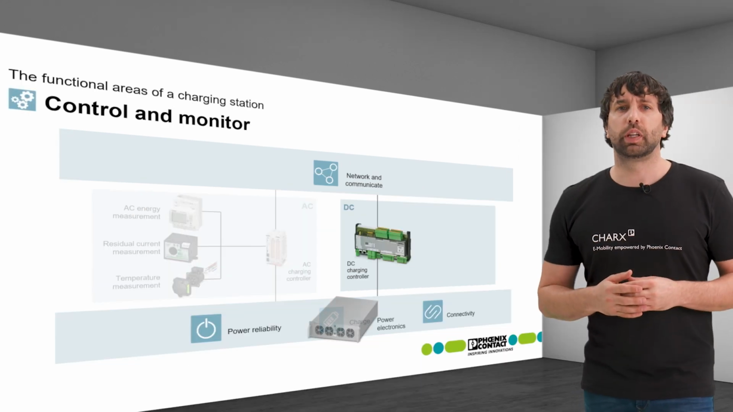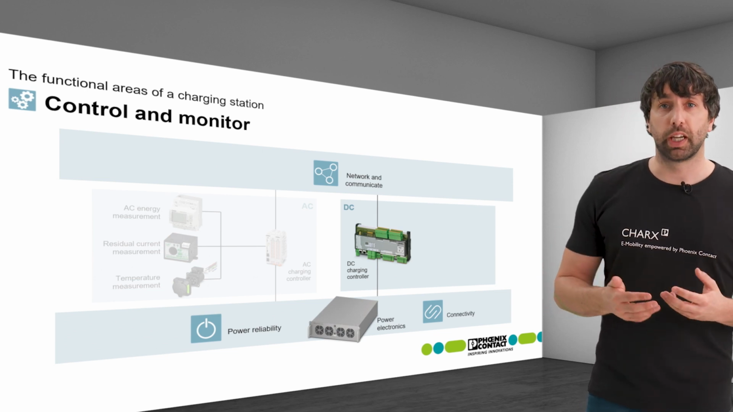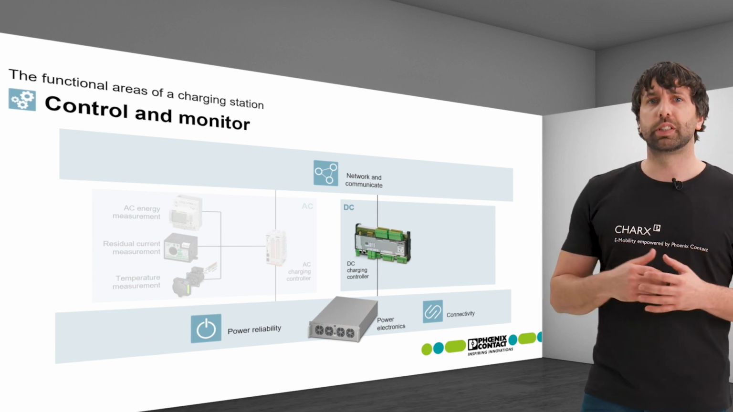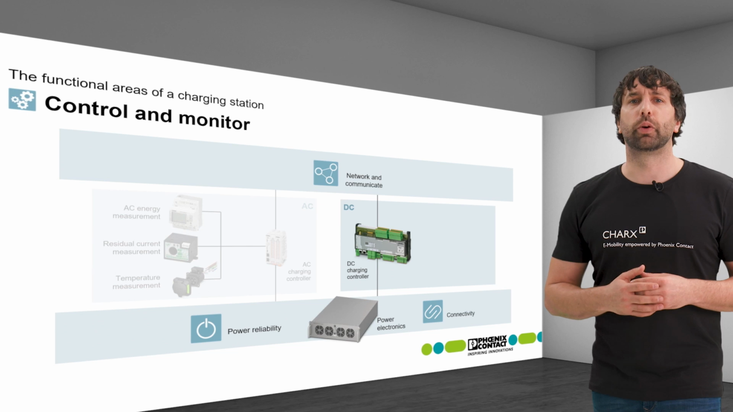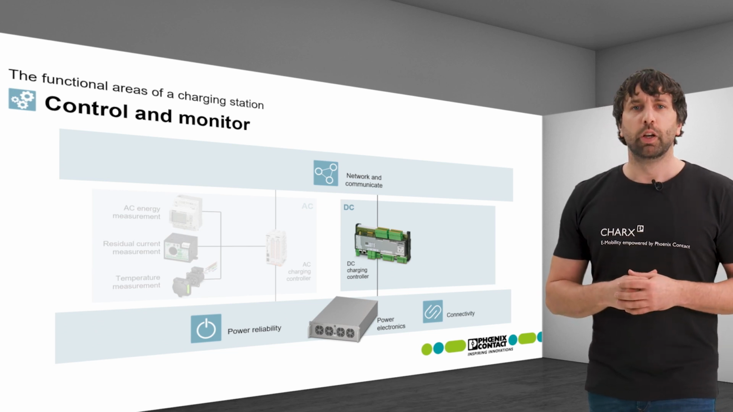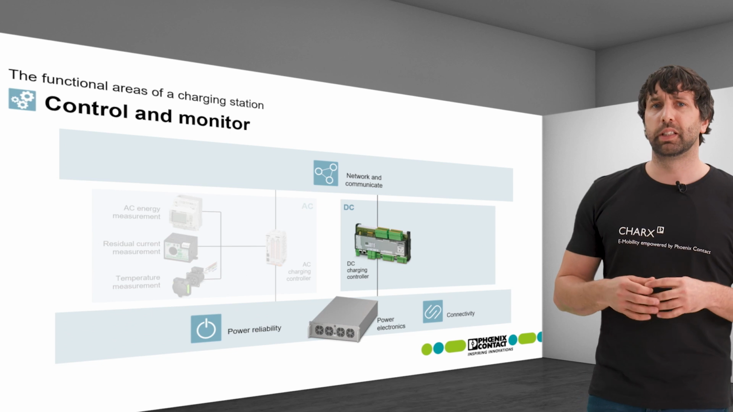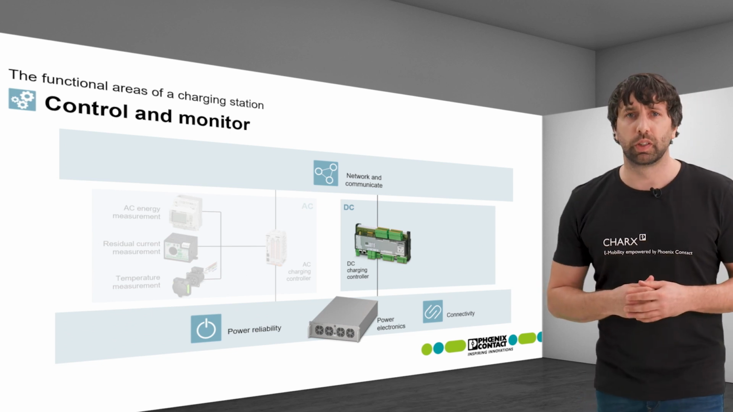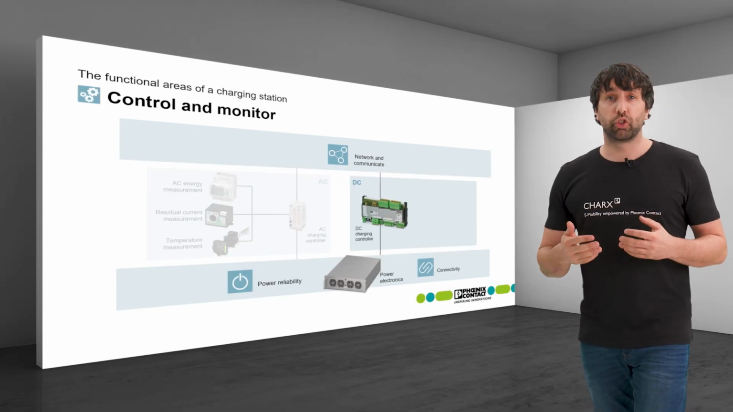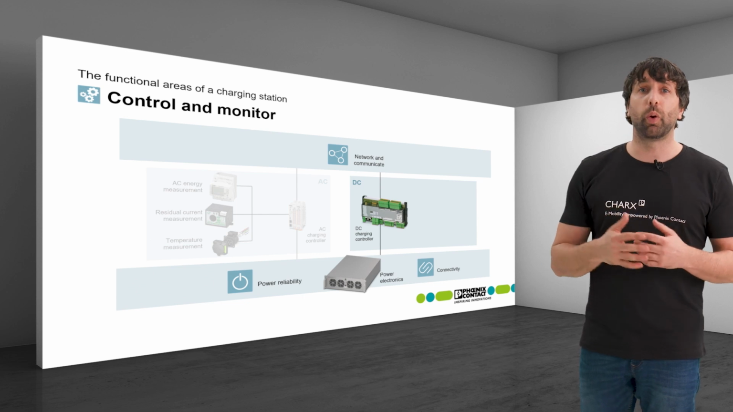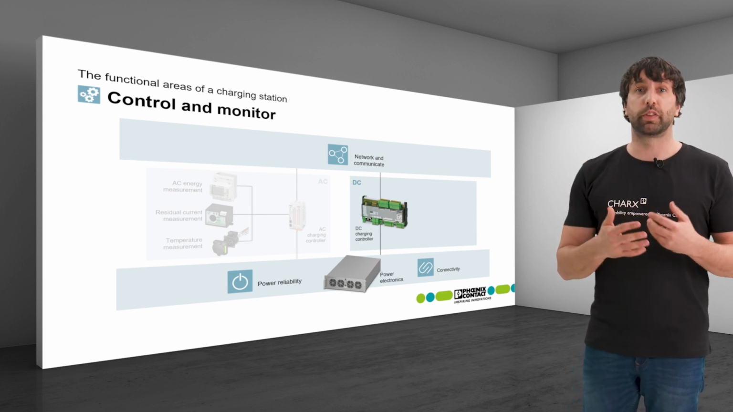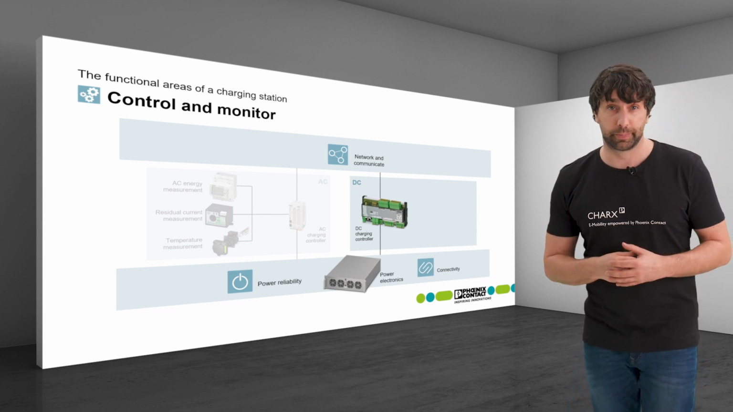During DC charging, the controller actively communicates with the power electronics, which is described in more detail in the functional area Charge. First of all, the controller specifies important charging parameters such as current and voltage. Secondly, it receives temperature or fault notifications from the power electronics in order to adjust the charging process accordingly.